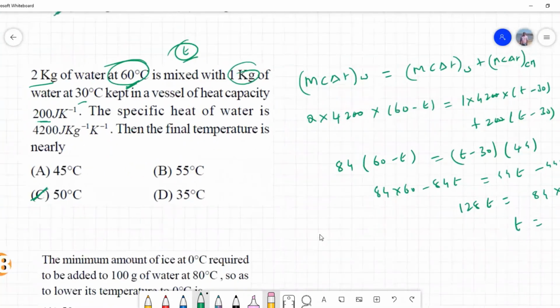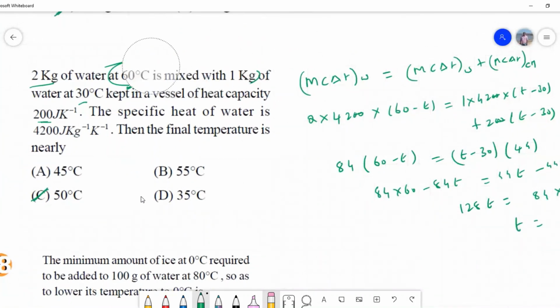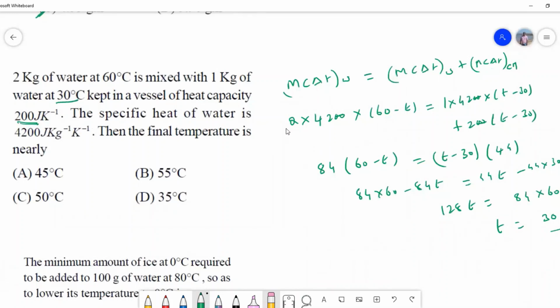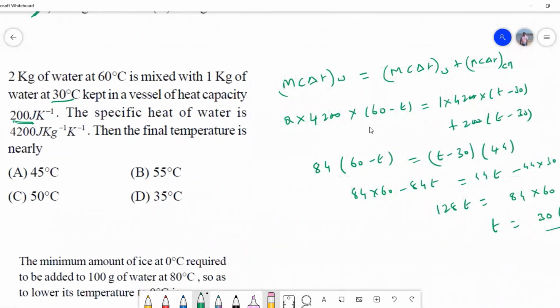So here again the same logic. Heat lost by hot water is equal to heat gained by cold water at 30 plus heat gained by the calorimeter. The heat capacity, MC value, is given. So what is the mass of hot water? 2. Since the mass is in kg, take specific heat in joule per kg. Specific heat of water is 4200 joule per kg. And for the change of temperature, let us take the resultant as T, so 60 minus T.